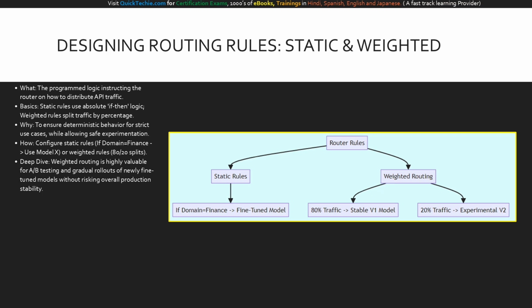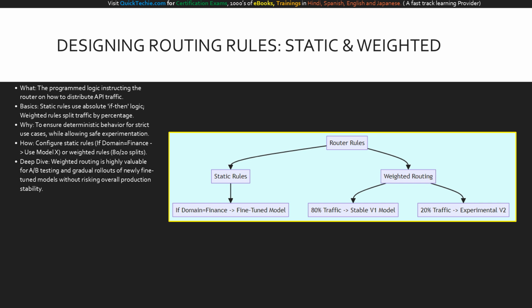Slide 4 focuses on designing specific routing rules. What are these rules? They are the programmed logic that instructs the router on how to handle traffic. The basics include defining static rules and weighted routing configurations. Why do we need different rule types? Because enterprise needs vary. Sometimes you need rigid, predictable routing, and other times you need dynamic load distribution.